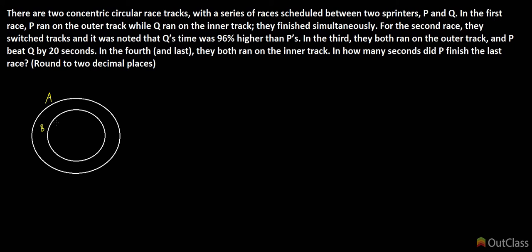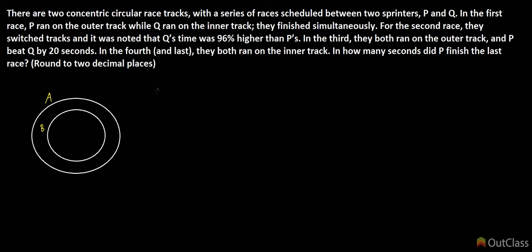In the third, they both ran on the outer track and P beat Q by 20 seconds. In the fourth and last race, they both ran on the inner track. In how many seconds did P finish the last race? Round to 2 decimal places.